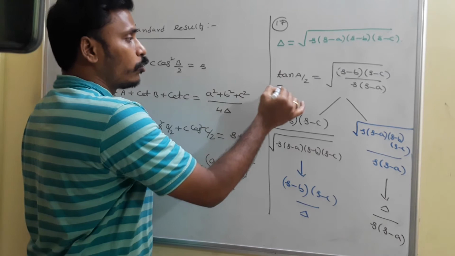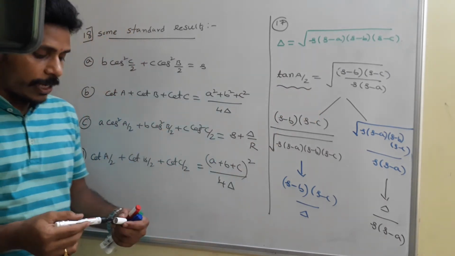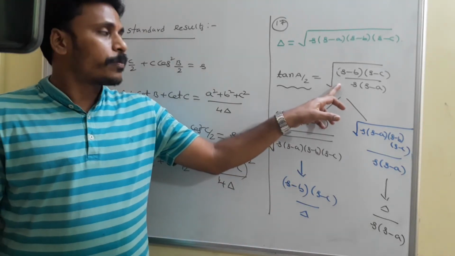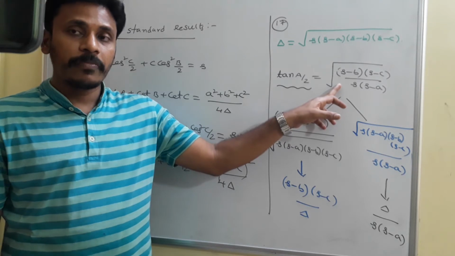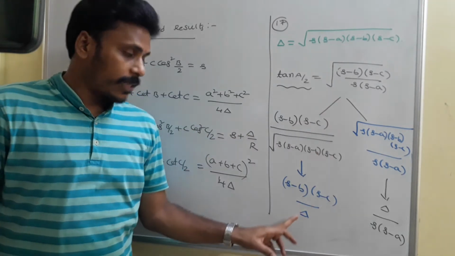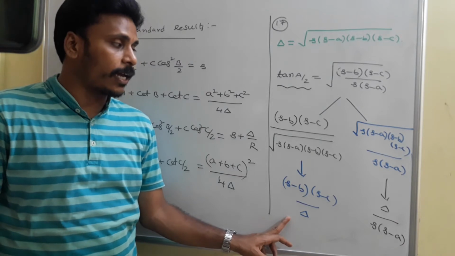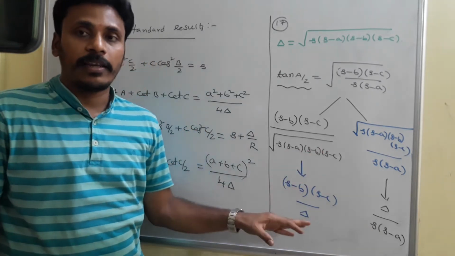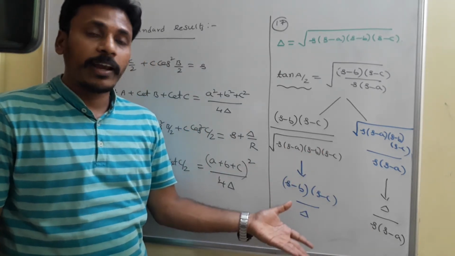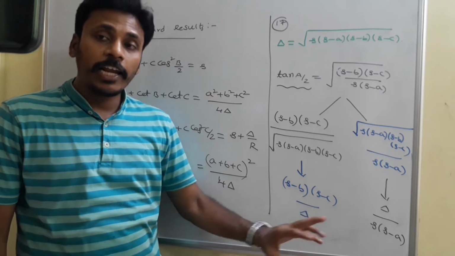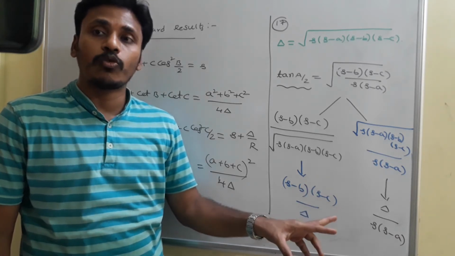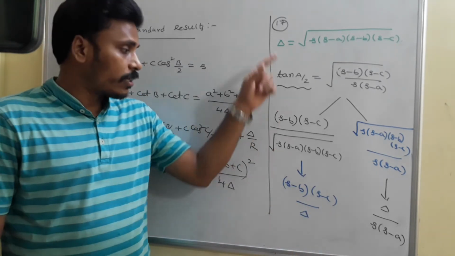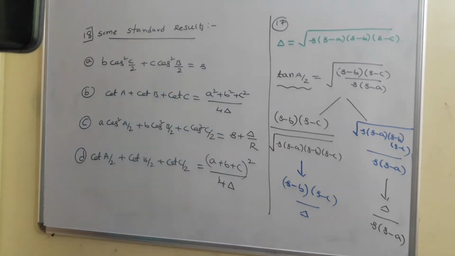This tan A by 2 can be expressed in different ways as per the requirement. One way is root of s minus b into s minus c by s into s minus a, and with the involvement of delta, its expression is s minus b into s minus c by delta, and the other way of expression is delta by s into s minus a. This is for tan A by 2. Similarly, we can write for tan B by 2 and tan C by 2. And if you take the reciprocal of these, you will get cot A by 2, cot B by 2 and cot C by 2 also. Just have a look and take a screenshot.